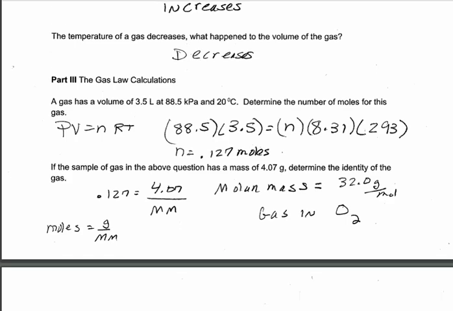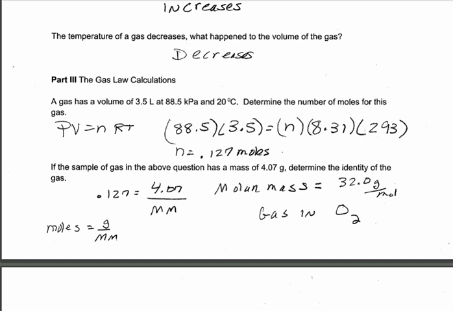First one, we have PV equals nRT. Okay, the pressure of this gas is 88.5. The volume is 3.5 liters, because this is pure inert, you must be in liters. So that's equal to n, which is your moles, times 8.31, and of course 293 Kelvin. All temperatures must be in Kelvin. We get 0.127 moles.